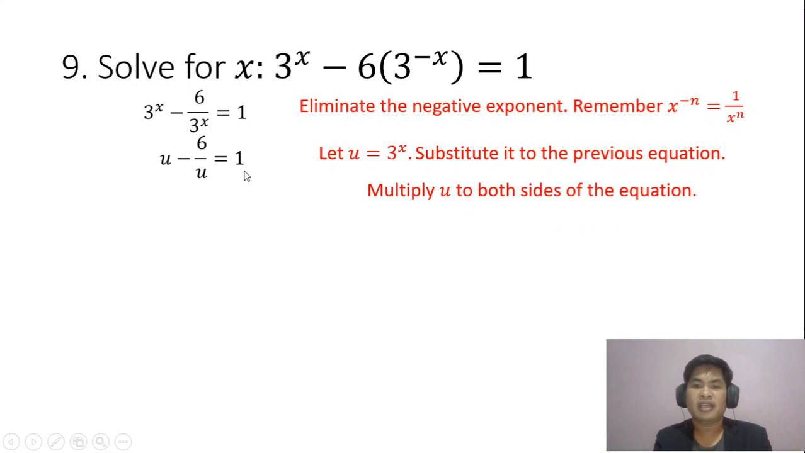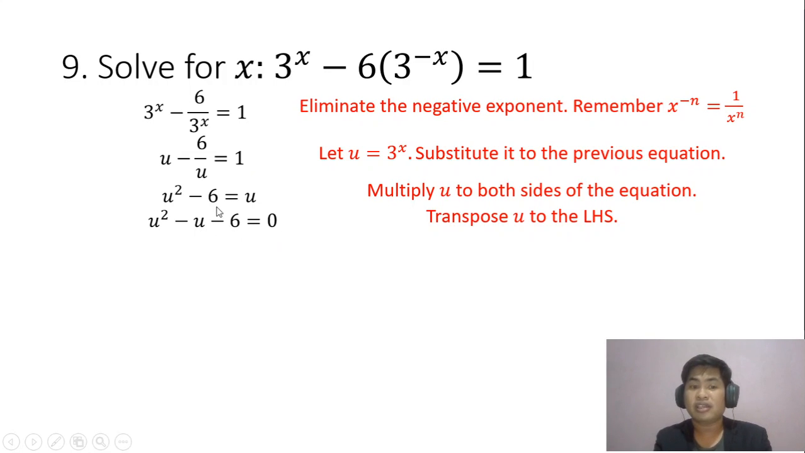Then multiply u to both sides of the equation. So mahimo, this will become u squared. Then negative 6 na lang din kani u. So we have u squared minus 6 is equal to u. Then you transpose u to the left hand side. So we have u squared minus u minus 6 is equal to 0.